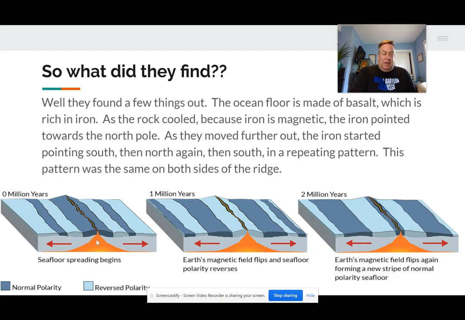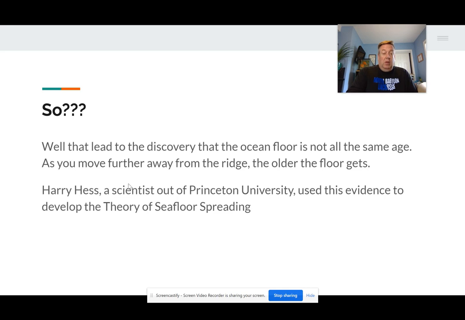What's happening here is as the new ocean floor is coming up, it's pushing the ocean floor on either side of the ridge further away. If we're pushing it further away, then that leads us to discover that the ocean floor is not the same age all the way across. As a matter of fact, towards the middle of the ridge, it's very young. As we move away, it gets older and older. And the oldest spot is going to be the spots that are touching the continents.